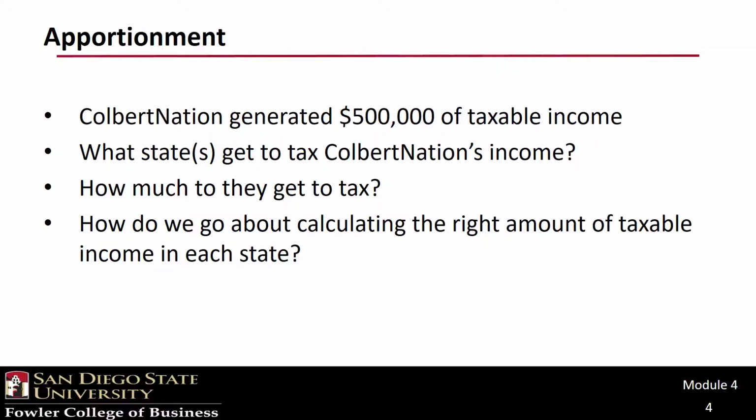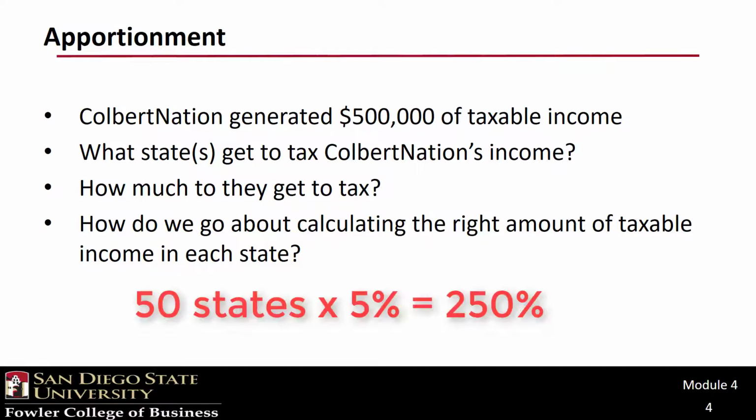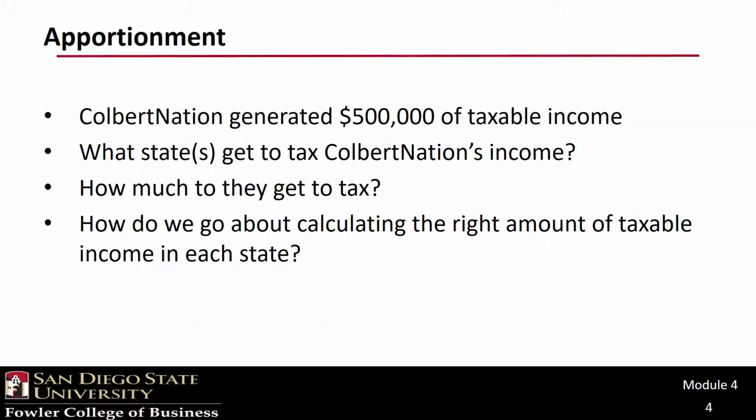If Colbert happened to be in all 50 states and the District of Columbia, and if we assume all states have a tax, which we know they don't, but that each state has a modest 5% tax rate, then that $500,000 would be subject to a collective tax rate of 50 states times 5%, or 250%, which would mean that making money is actually a losing money proposition.